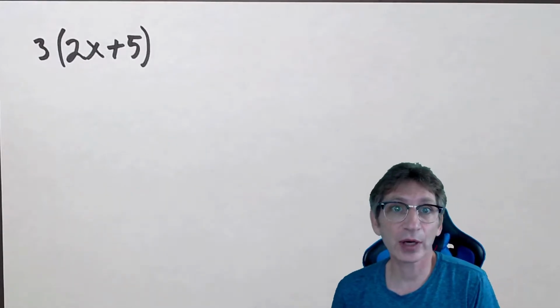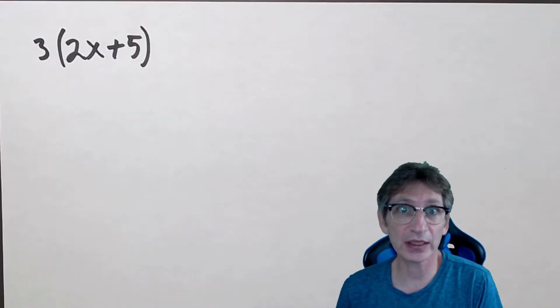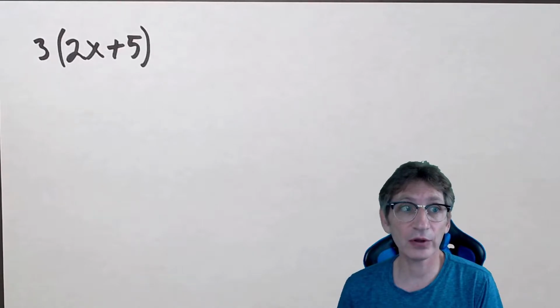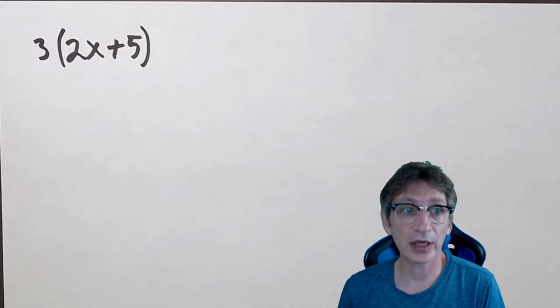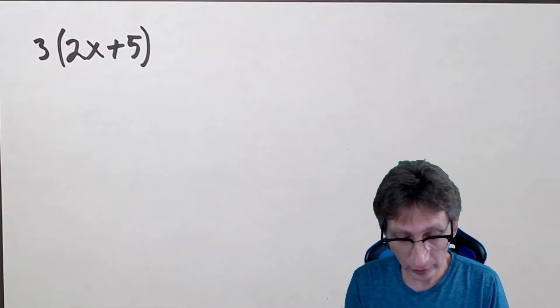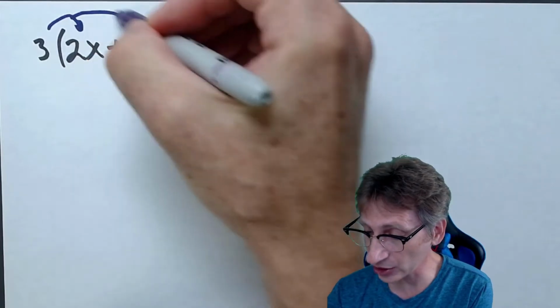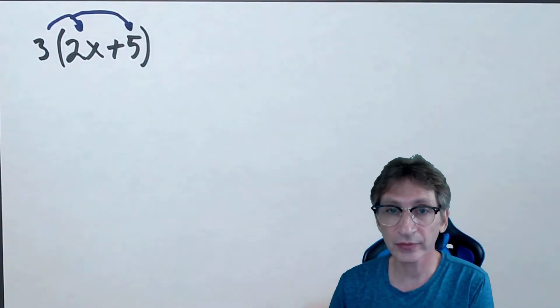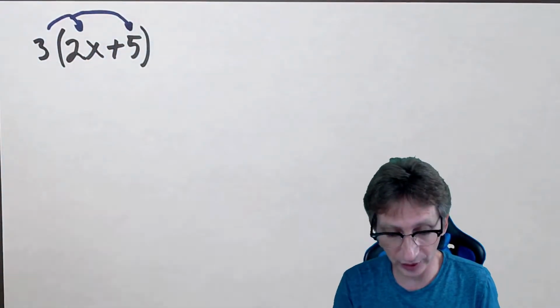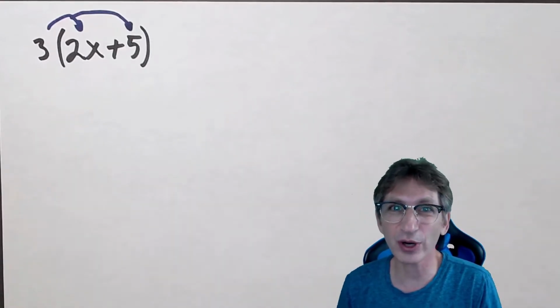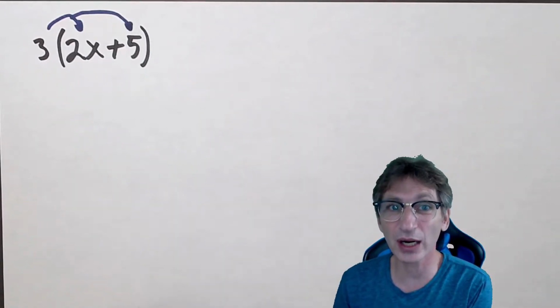Applying the distributive property is one of the most important fundamental techniques of algebra, so let's take a look at a few examples. 3 times 2x plus 5. Well, the distributive property tells us to take the number outside the parentheses and multiply it by each term inside the parentheses. I recommend doing this mentally. This is one of those situations where showing work can actually make things a little bit more complicated.